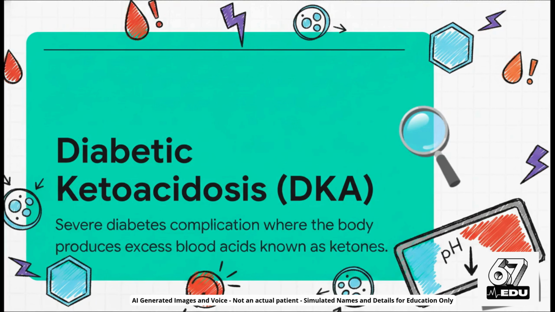Before we meet our patient, let's just quickly set our clinical baseline. Diabetic ketoacidosis, or DKA, is a severe complication of diabetes. It basically happens when the body starts churning out excess blood acids, which we know as ketones, because there just isn't enough insulin to let glucose into the cells for energy. This creates a really life-threatening metabolic state, so managing that resulting metabolic acidosis, that is our absolute top priority.